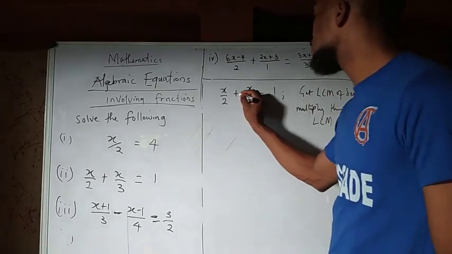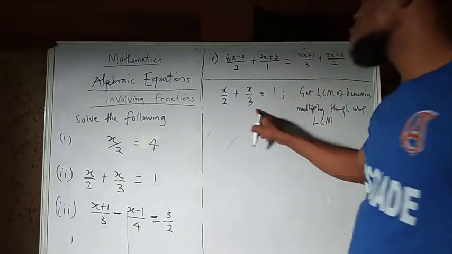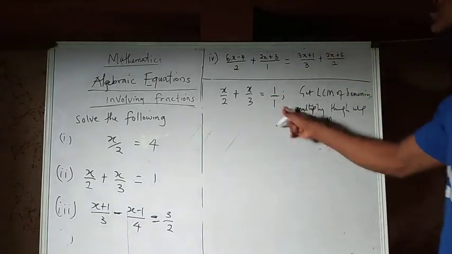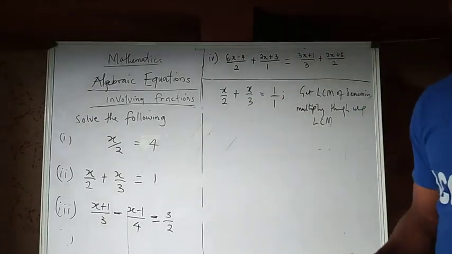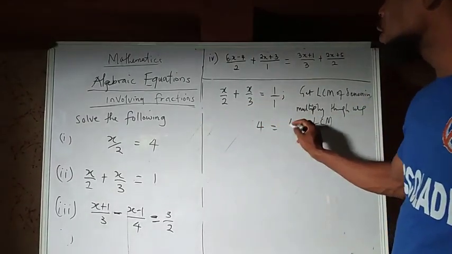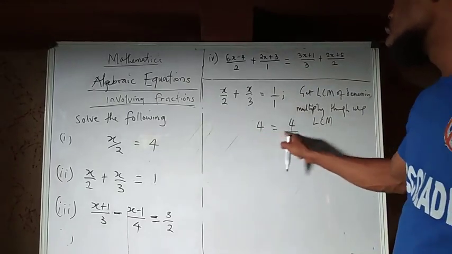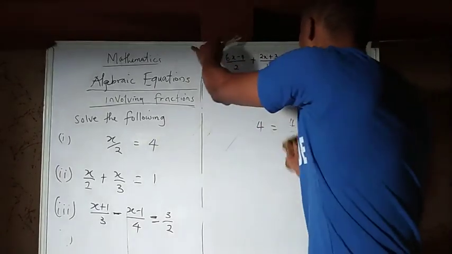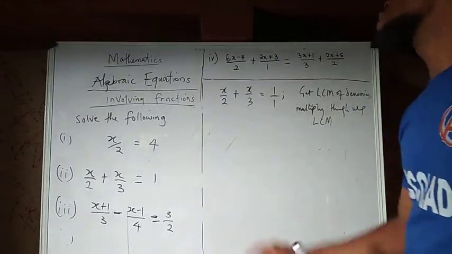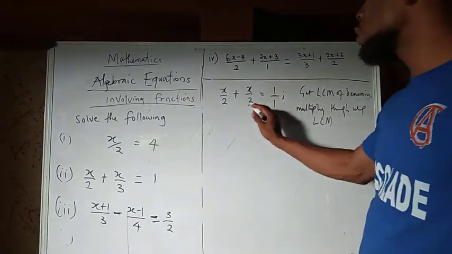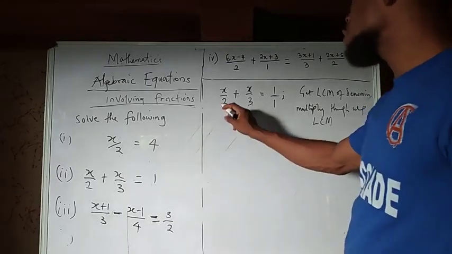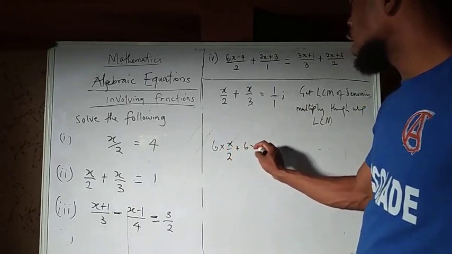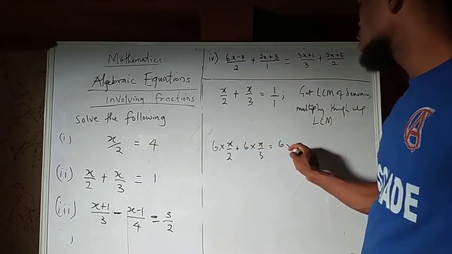Now, what's the LCM of 2 and 3? Of course, the denominator here is 1 over 1, which is still 1. Whenever a number is written as a whole number, the fraction form of it is just that number over 1. Let's say you have 4. The fraction form of 4 is just 4 over 1. So the LCM of 2, 3, and 1 is going to be 6. I'm going to use 6 to multiply through. So I'm going to have 6 times x over 2 plus 6 times x over 3 equals 6 times 1 over 1.